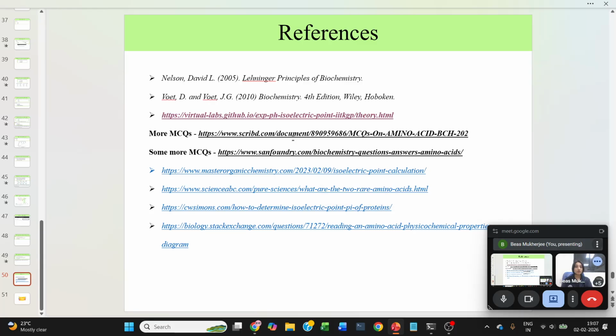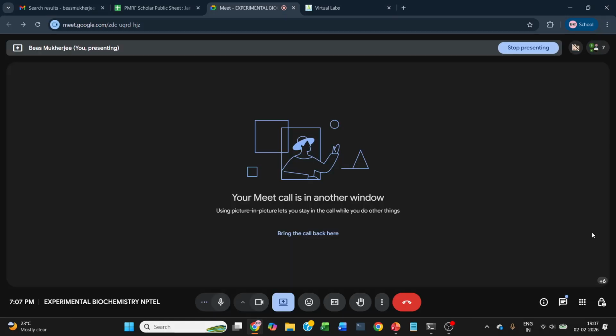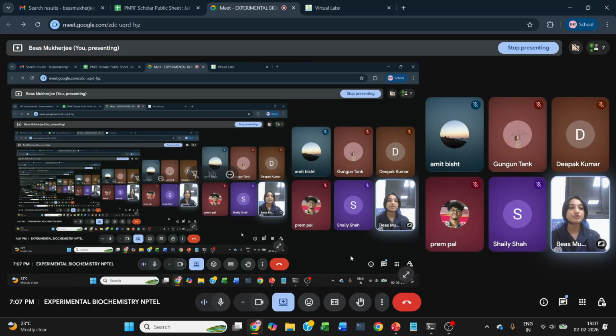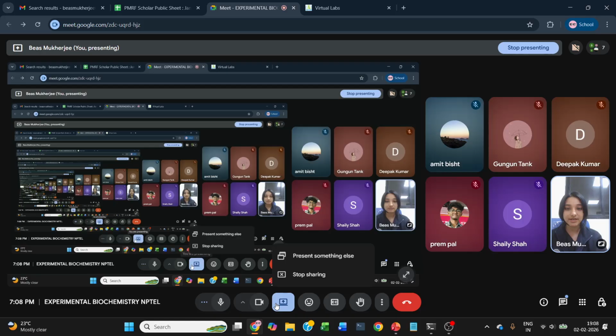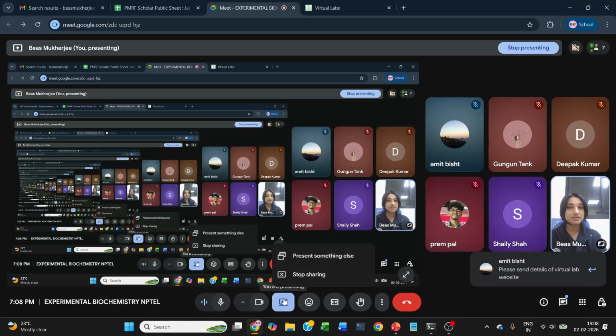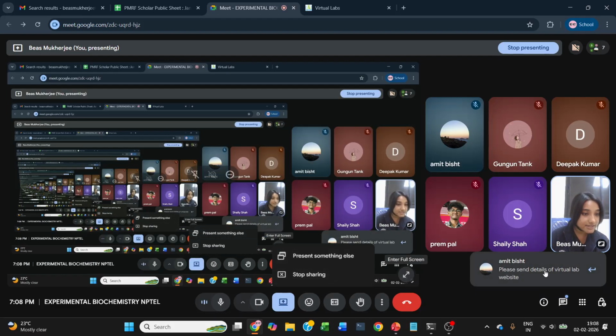Okay, and we also have more questions here. So in this particular link and the next link, there are a lot of MCQ questions. Okay, you can actually go through those and you can learn more about amino acids, and I would recommend that you practice these MCQ questions, okay, as nicely as you can.